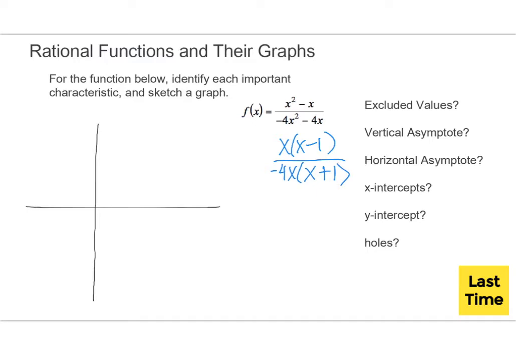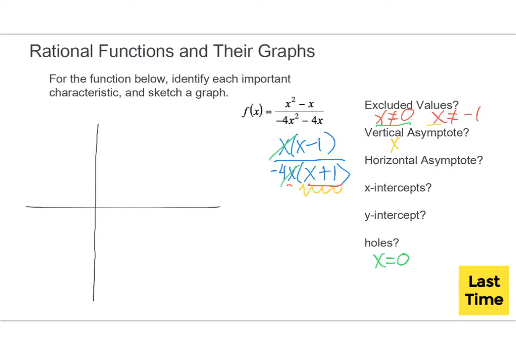Okay. Now I'm going to do my excluded values as soon as I factor. x gives us x cannot equal 0. x plus 1 gives us x cannot equal negative 1. Now I'm going to cancel stuff out. I'm going to cancel x and x out. That means that x equals 0 is going to be a hole because that's what that excluded value would have been. The remaining piece in the bottom, x plus 1, is going to be a vertical asymptote.